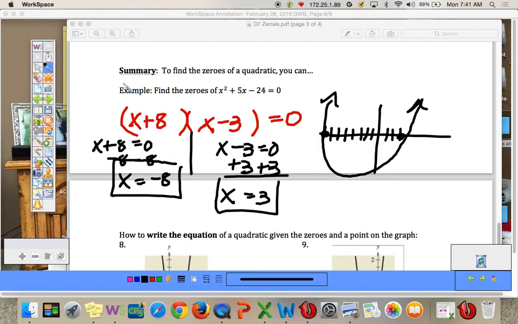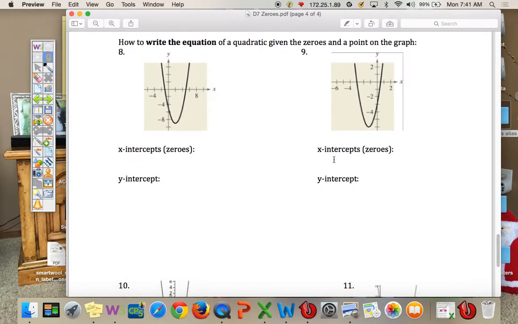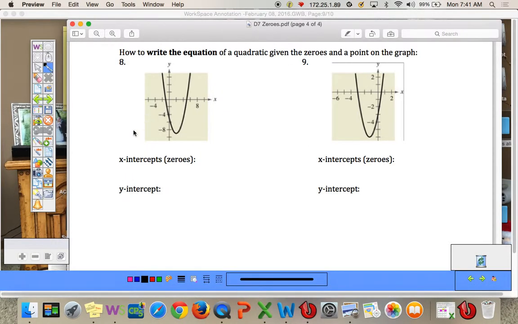So the first part of our notes today: if you factor something, set each factor equal to 0, you will find the x-intercepts, or the roots of the function. All right, so let's use that property to write the equation. To write the equation, first up, find the x-intercepts.